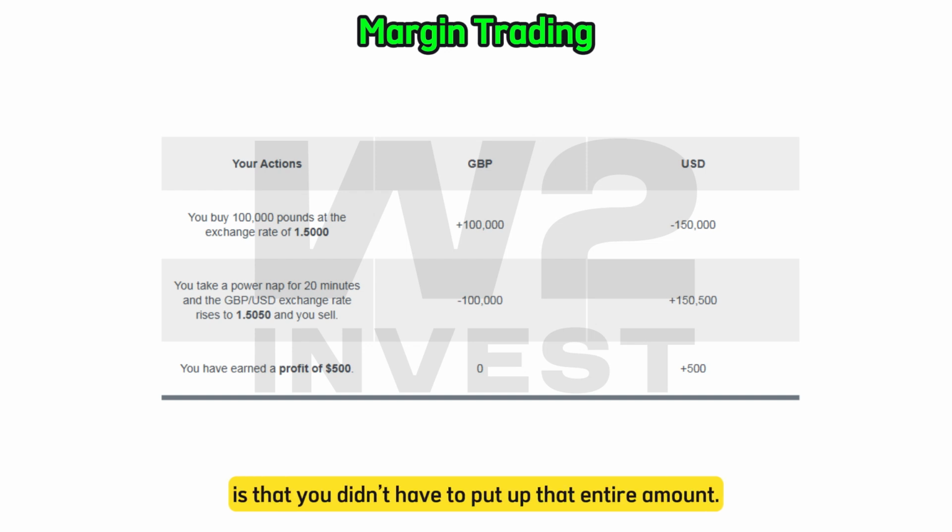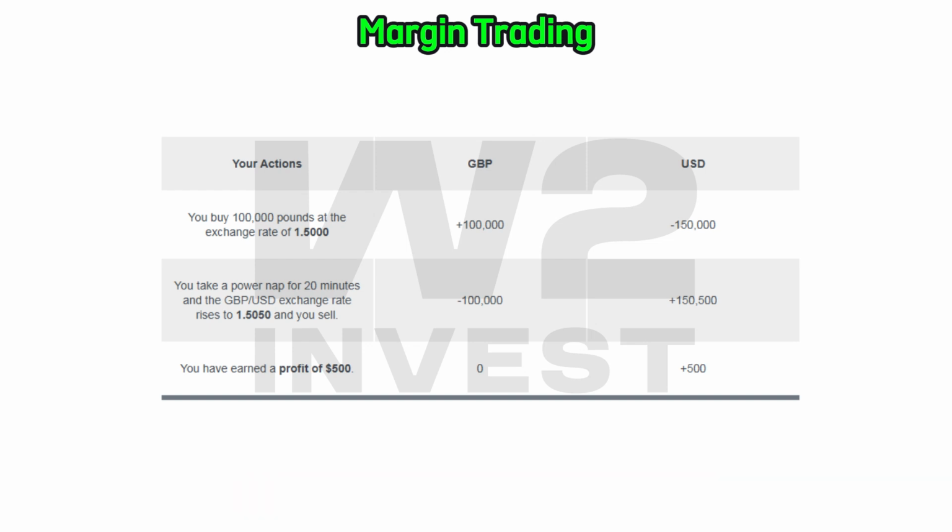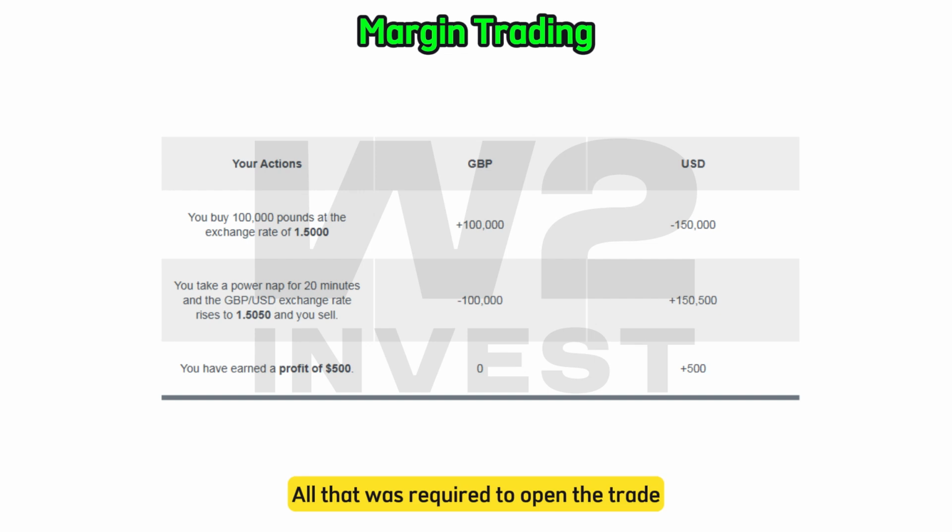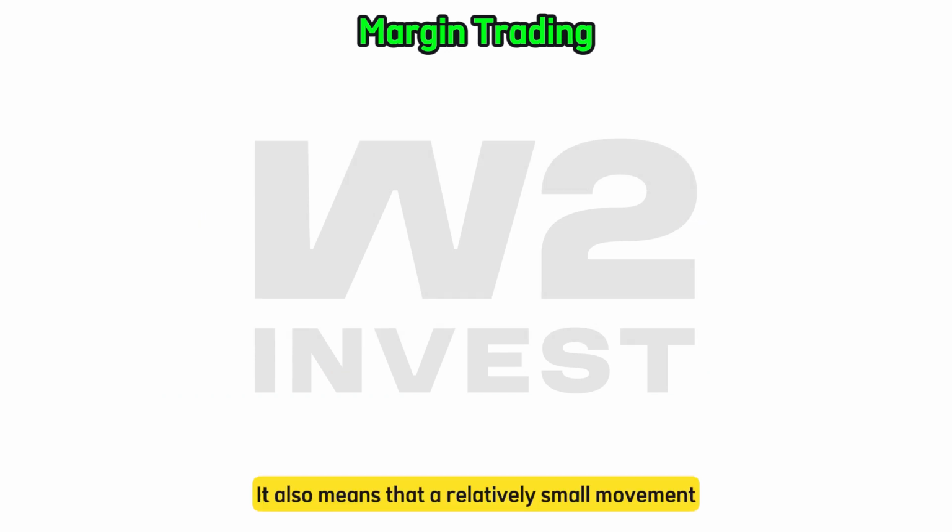What's neat is that you didn't have to put up that entire amount. All that was required to open the trade was $3,000 in margin. $500 profit from $3,000 in capital is a 16.67% return. In 20 minutes. That's the power of leveraged trading. A small margin deposit can lead to large losses as well as gains. It also means that a relatively small movement can lead to a proportionately much larger movement in the size of any loss or profit, which can work against you as well as for you.